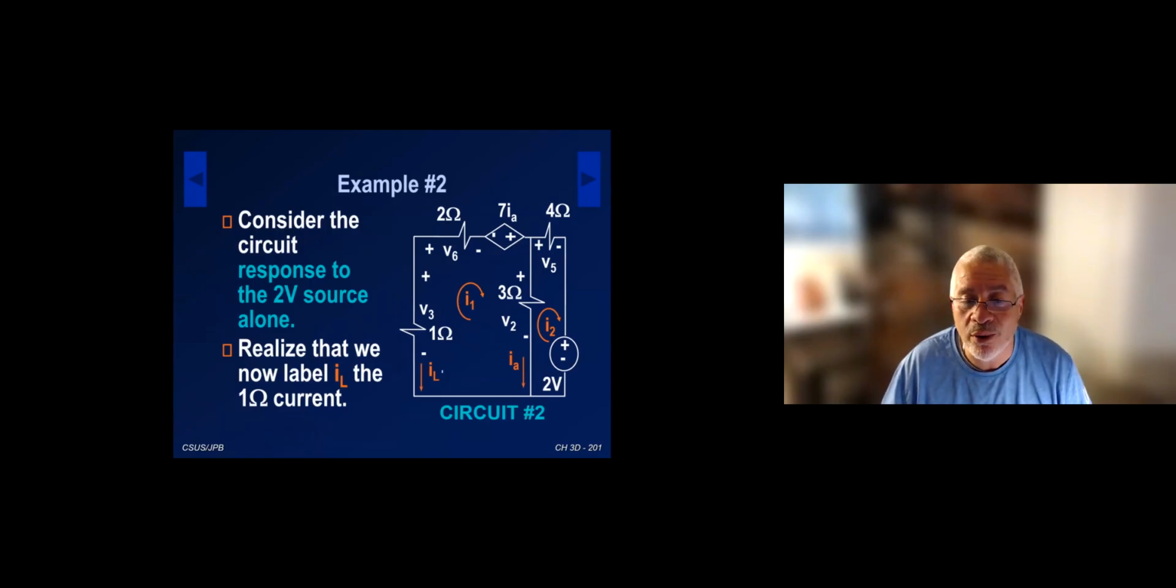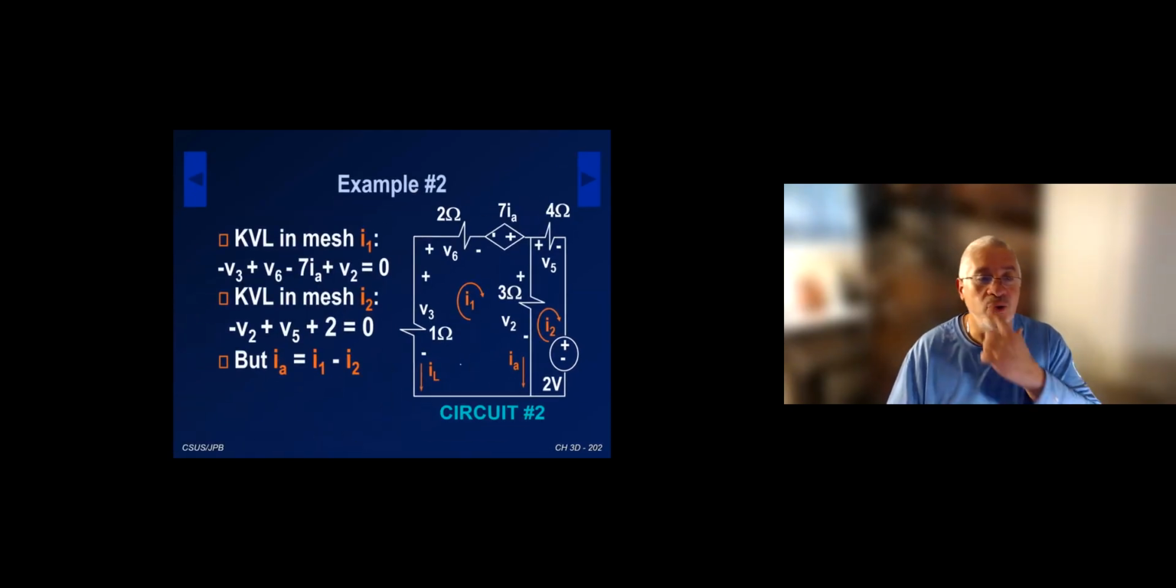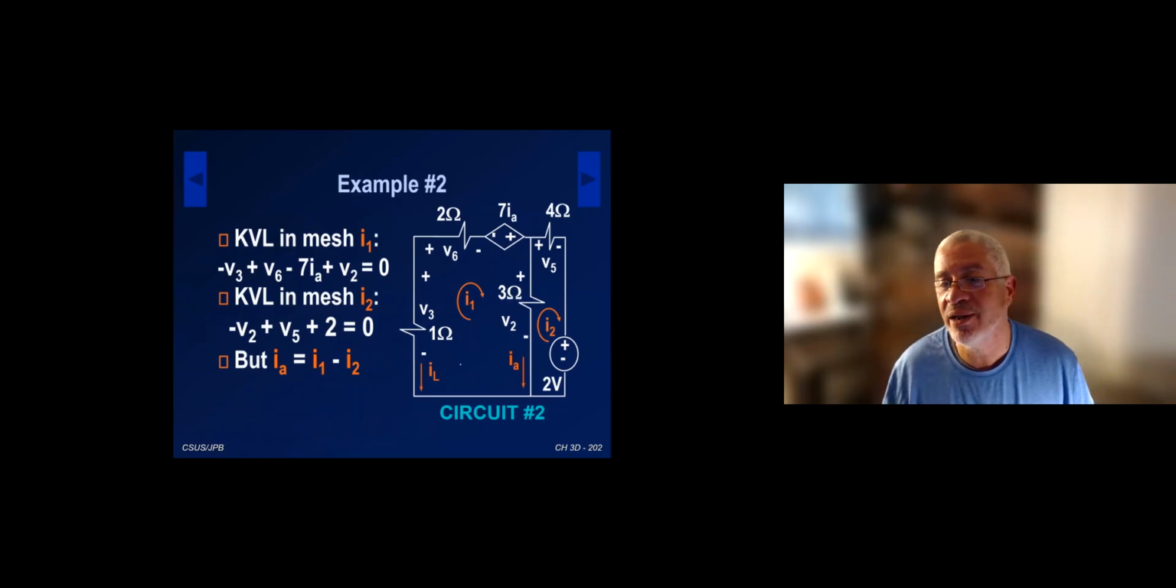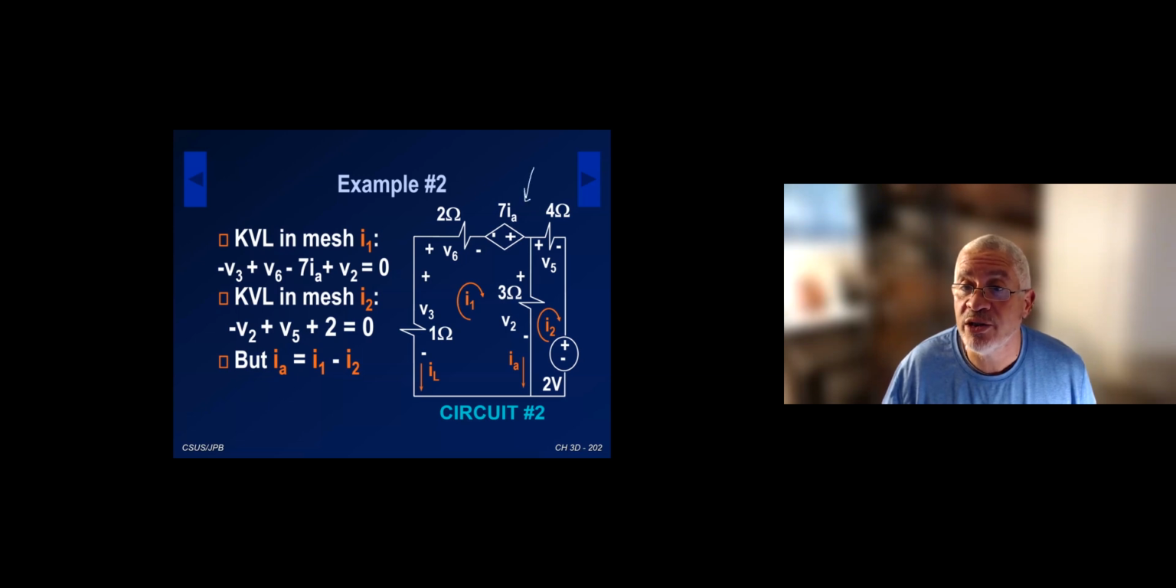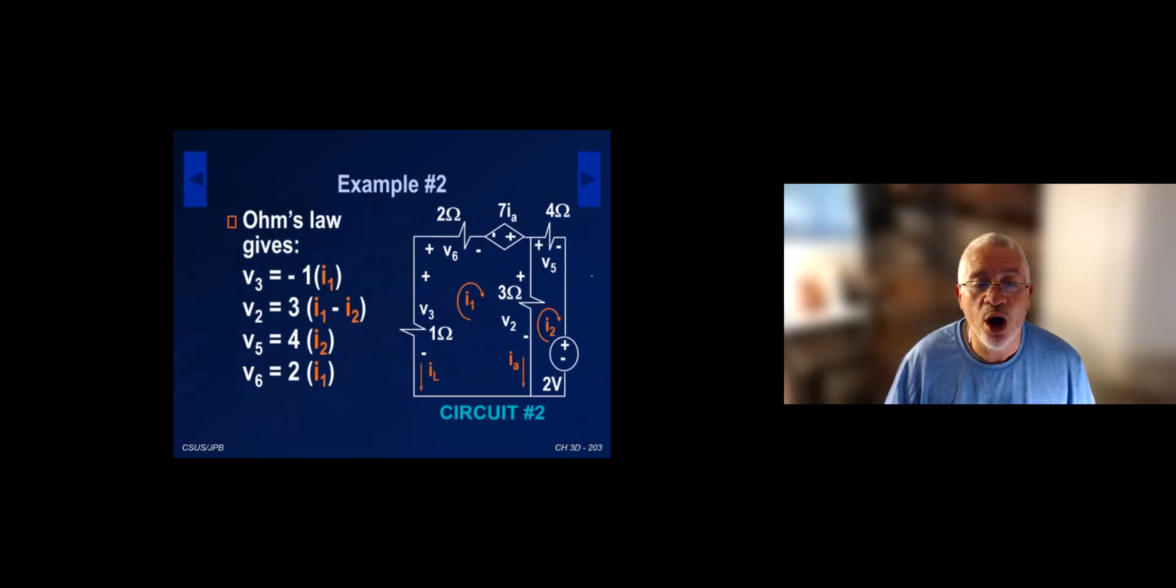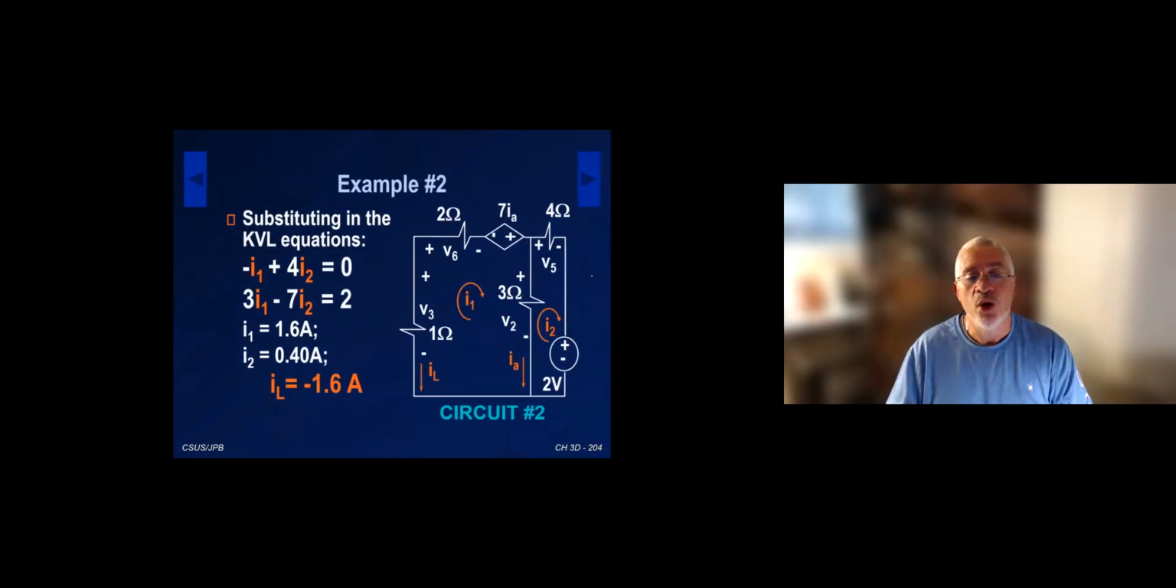I relabel the current on the 1 ohm as IL because it's a different circuit. So we go here and do two KVL equations, one in mesh I1, one in mesh I2. Okay, so that's circuit number 2. Notice again, we don't touch the dependent source. It is there. Okay, so Ohm's law, just like we normally do, we put them in, we solve for the mesh currents, and we get IL. IL is simply minus I1.